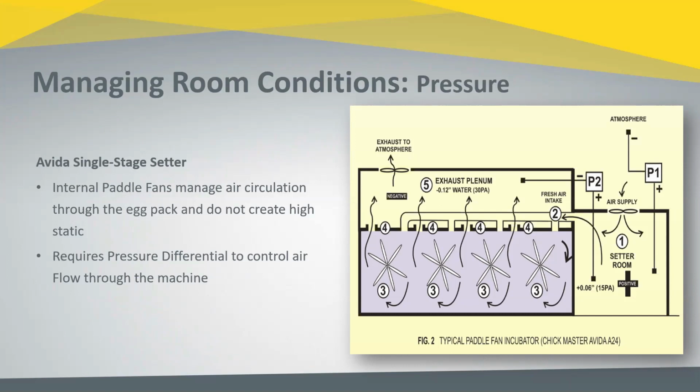And what you'll recognize with the Avita is that there's a big difference in pressure at point 2, which is that reference from the exhaust plenum back to the room. Again, this is by design to allow the fans to not waste energy in moving airflow through the machine, but to do a better job of internally recirculating air through the egg pack.